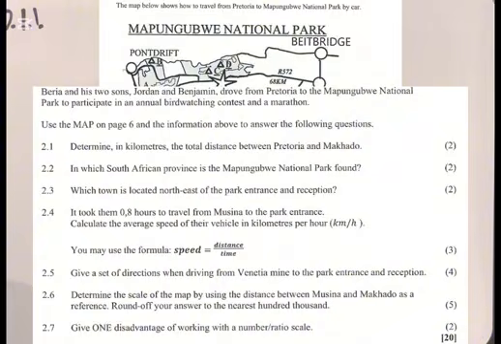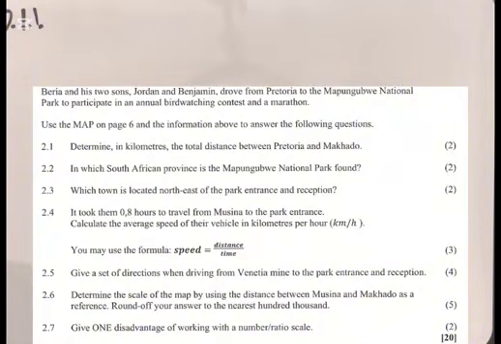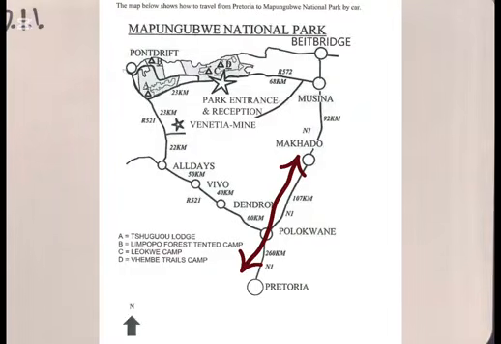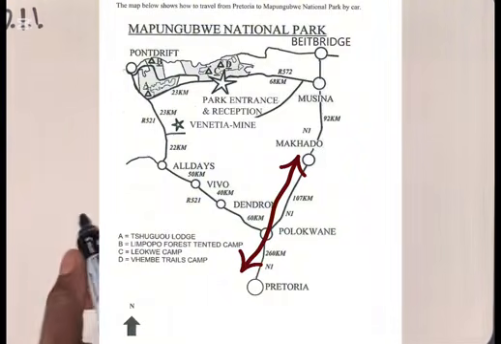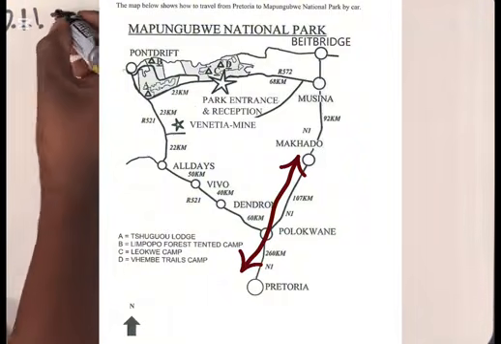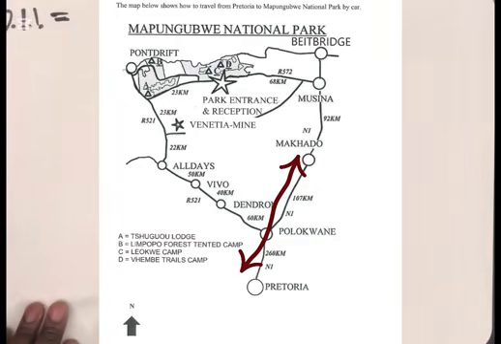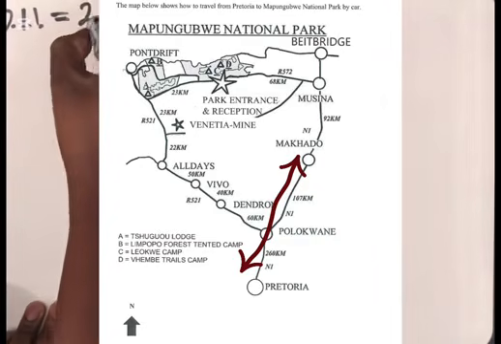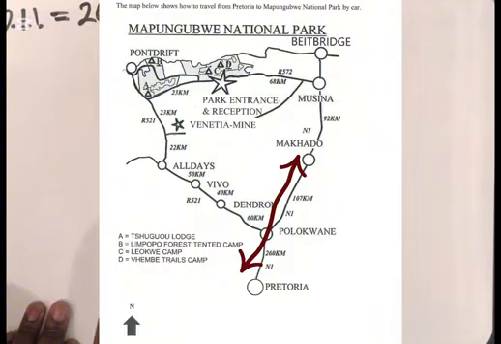Which is 2.1.1, it says determine in kilometers the total distance between Pretoria and Makhado. If we go back to our map here, we can see that the distance between Pretoria to Makhado is going to be given by the distance from Pretoria to Polokwane, which is 260 kilometers, plus the distance from Polokwane to Makhado, which is 107 kilometers.